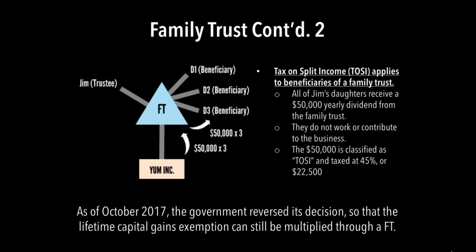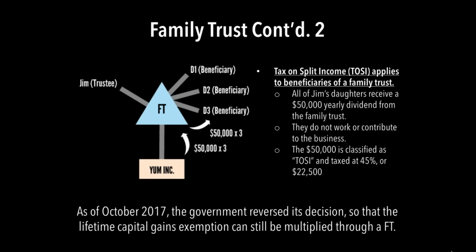However, some bad news. The government did restrict dividends paid from trusts to beneficiaries of those trusts if they were family members. So let's look at an example. We'll continue with Yum Inc. Yum Inc. pays an annual dividend to the family trust. And then the family trust then disperses that dividend to each daughter. So each daughter who's a beneficiary of the trust receives a dividend of $50,000. Okay, they'd pay very little tax on that in the current regime, maybe a couple $1,000s.